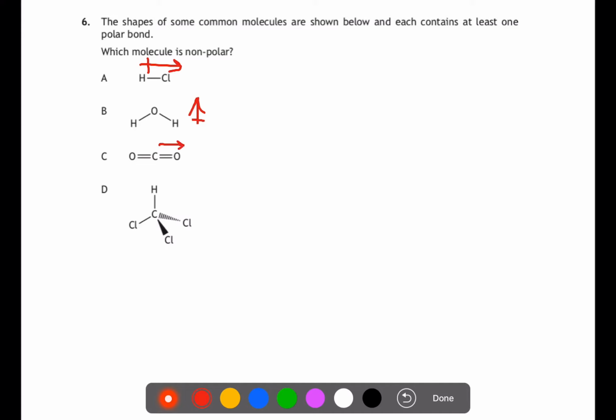For carbon dioxide, the electrons are being pulled out towards both of the oxygens, and it is symmetrical, therefore there is no dipole. And in trichloromethane, the chlorines at the bottom are more electronegative than the hydrogen at the top, so we have a dipole in this direction. This means that C, carbon dioxide, which is symmetrical, is our non-polar molecule.